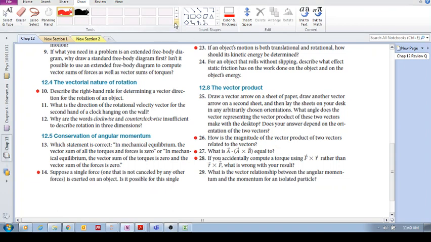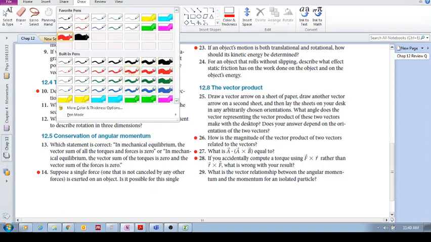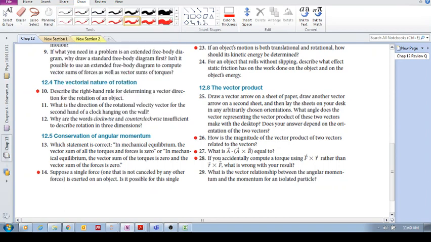Okay, let's carry on with 10. Describe the right-hand rule. Describe the right-hand rule for determining a vector direction for the rotation of an object.